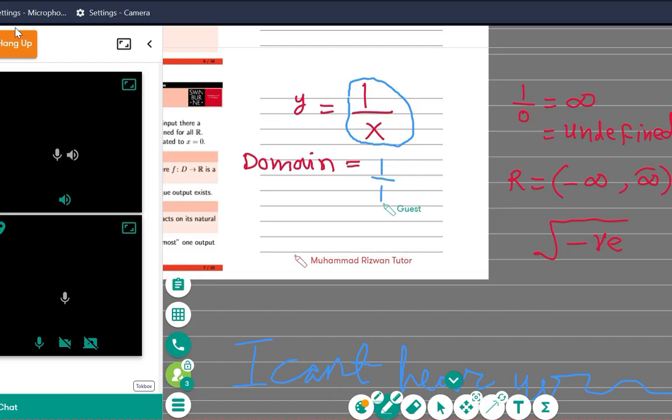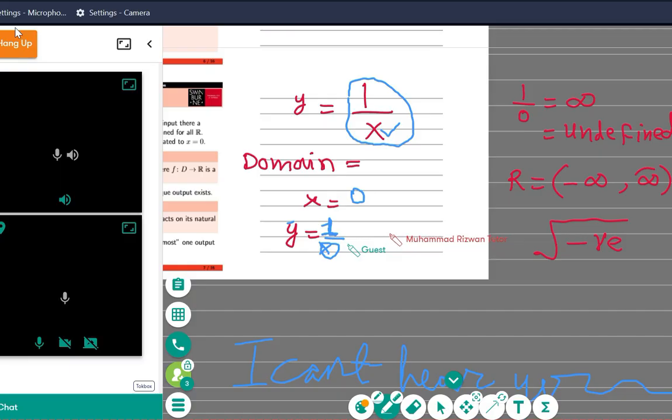You should tell me which number gives you undefined. You can take all real numbers, but you should see which number gives you undefined. What is the x value which gives you an undefined answer for y? You should see x is equal to 0. Put 0 instead of x in the function, 1 over 0.